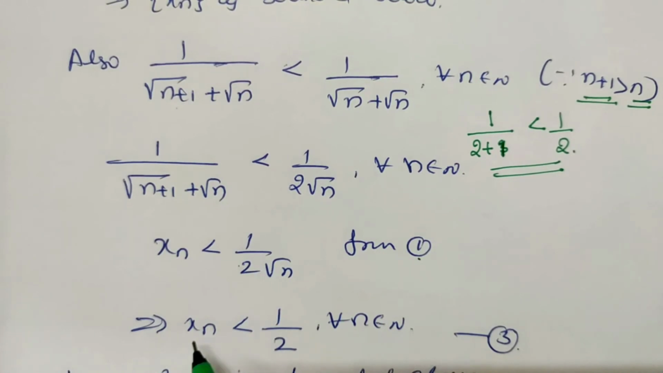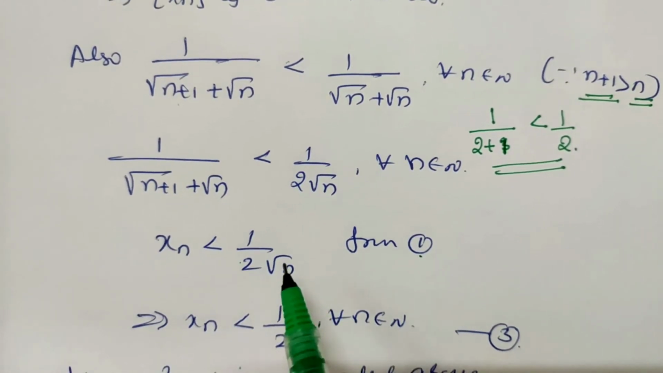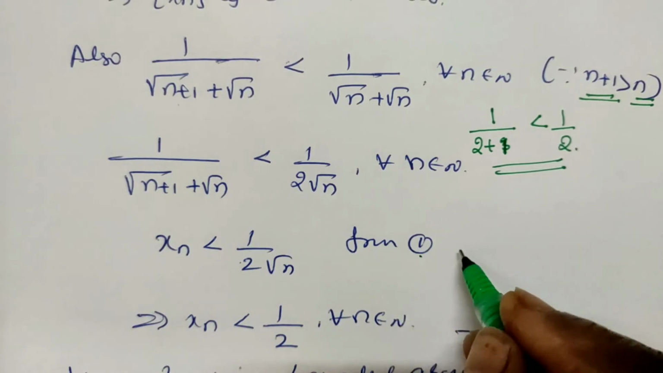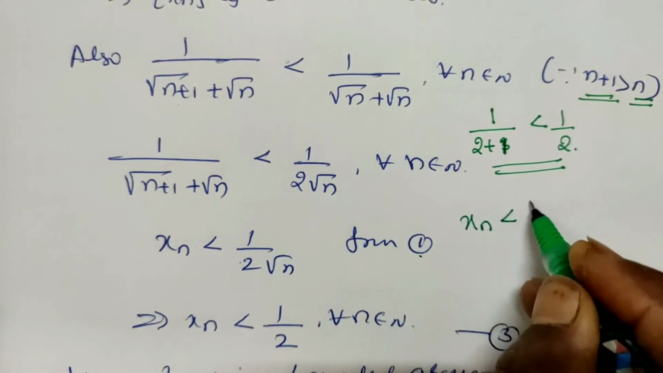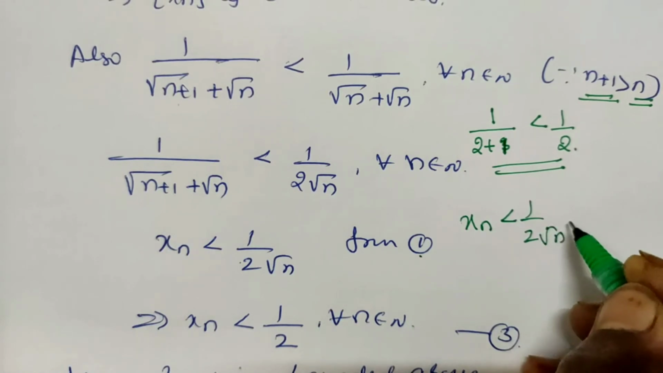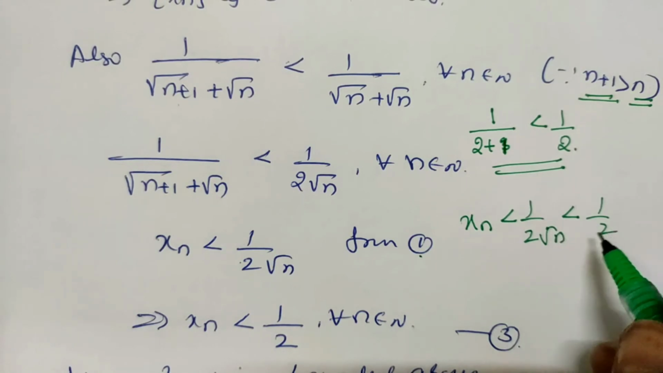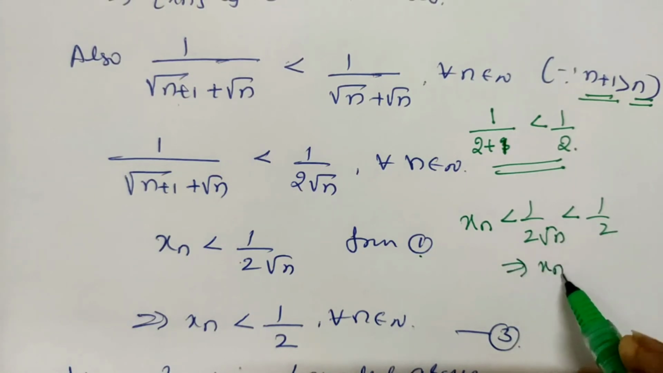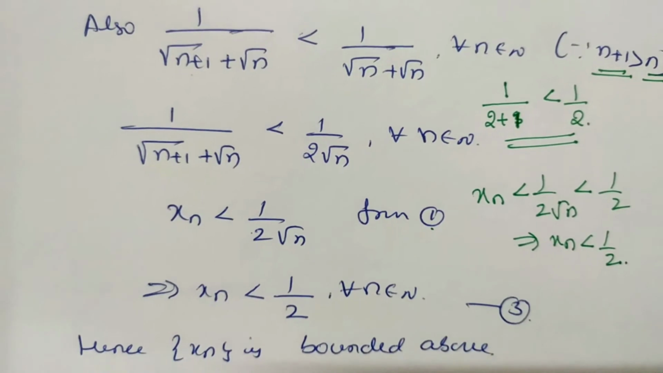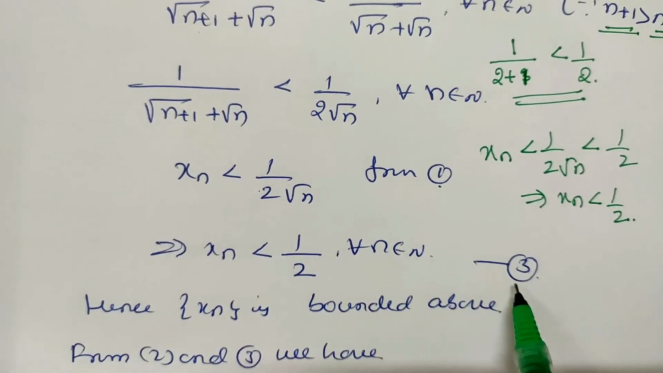So this implies, since xn is less than 1 by 2 root n, it is definitely less than 1 by 2 also. 1 by 2 root n is smaller than 1 by 2, no? So xn is less than 1 by 2 root n, and this is less than 1 by 2, because when the denominator is larger its value is always less. So this implies xn is less than 1 by 2 for all n belongs to N. Take this as equation number 3.